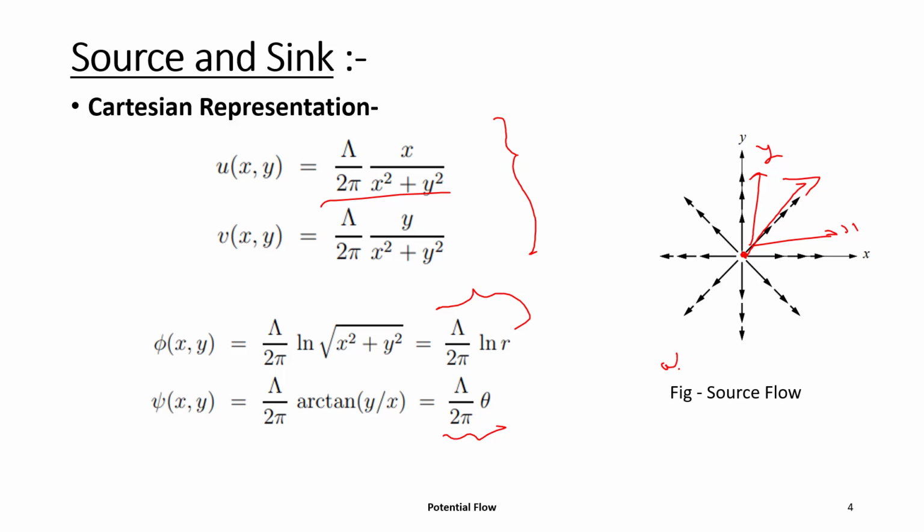This is for a source or sink at the origin. If our source or sink is, let's say, at coordinate (h, k), then in all these formulas we have to write, instead of x, x minus h, and instead of y, y minus k. If we substitute this, we will get the formula for a source or sink at location (h, k).